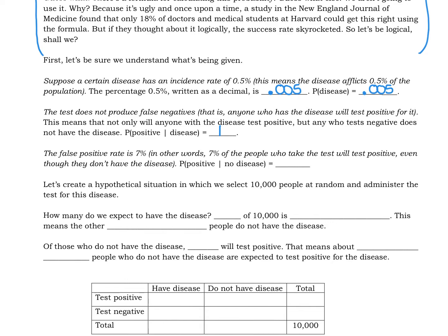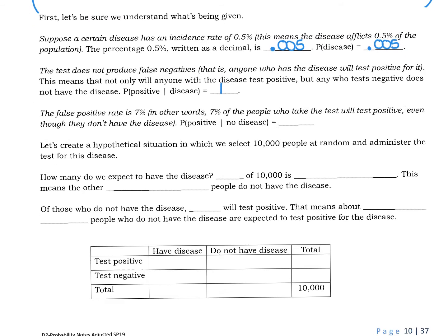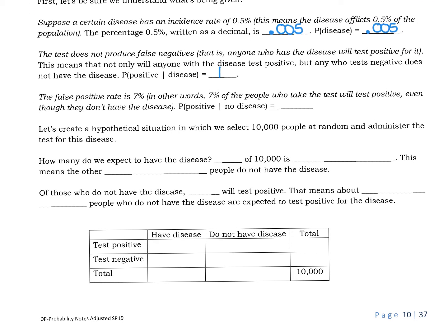All right, the false positive rate is 7%. So that means that 7% of the people who take the test are going to have a positive test result even though they actually don't have this disease. So the probability that they test positive, given that they're not diseased, is 0.07. That's the 7%, again, written in decimal form. Move the decimal 2 spaces to the left.